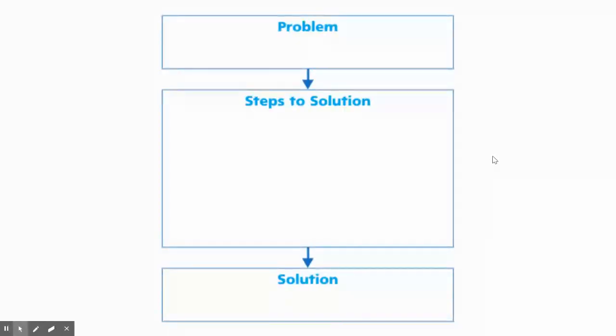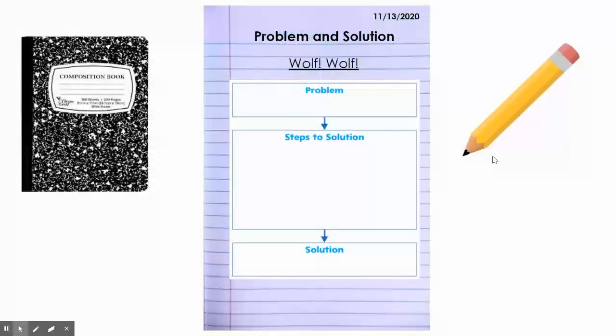We will be using this graphic organizer to help us organize our thoughts. 3 boxes, one small one at the top and one small one at the bottom for problem and solution, and then a larger box in the middle to keep all of the steps that the character takes to get to their solution. Here's an example of what you should fill in for your composition notebook on the next blank page.